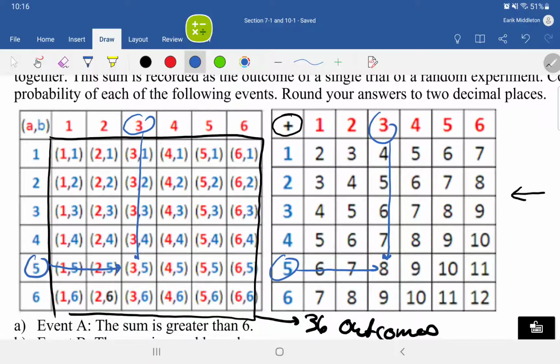So when it says find the sum of the ordered pairs, you're adding the numbers in both of the rolls together, and that's going to be your sum. So we're going to do that for questions 41 and 42. Let's look at what we have so far.